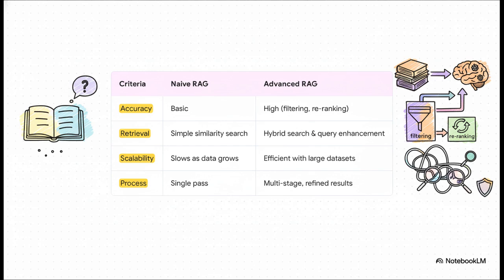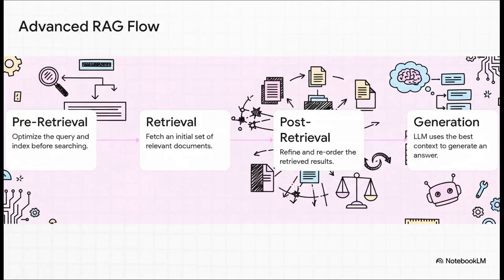And, most importantly, it's built to scale, where the naive approach just can't. This new pipeline shows you exactly what I mean. See those extra steps? We now have pre-retrieval processing to make the search smarter from the get-go, and post-retrieval processing to clean everything out before it ever hits the LLM. It's a much more thoughtful, engineered process.